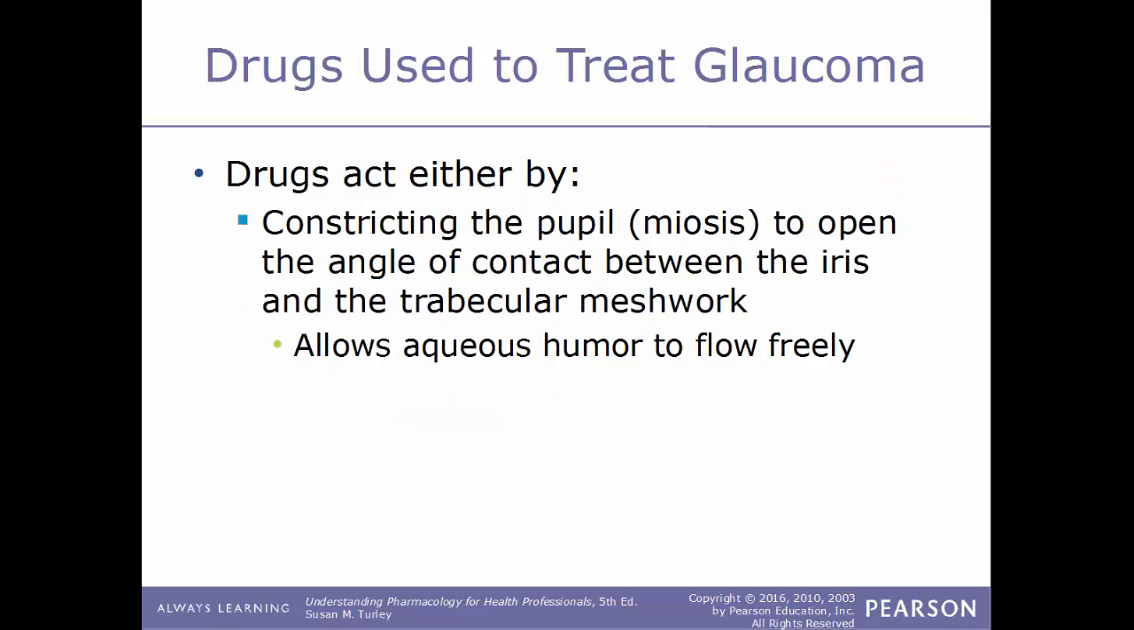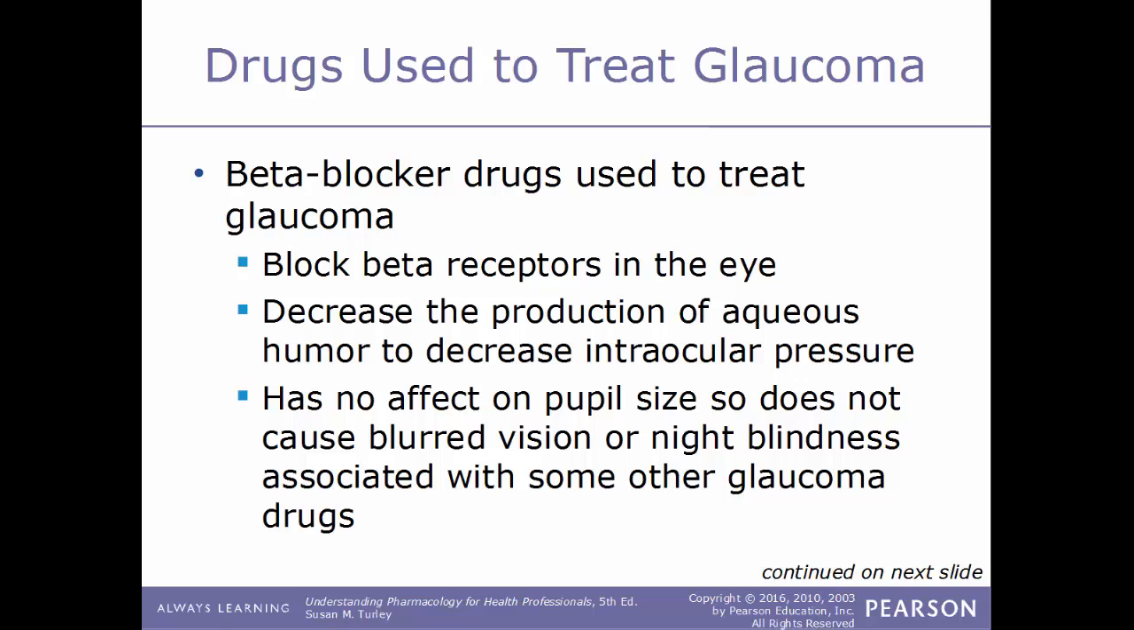Another way they could act would be by constricting the pupil to open the angle of contact between the iris and the trabecular meshwork. And this would allow the aqueous humor to flow more freely. There are various types of drugs that would treat glaucoma.